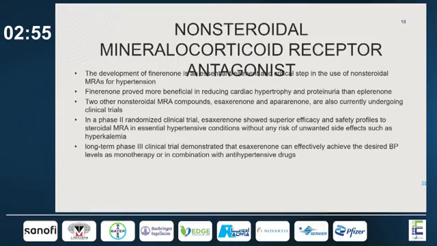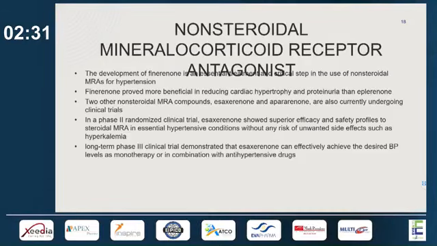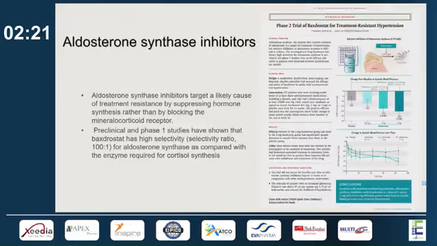Non-steroidal mineralocorticoid receptor antagonists. The development of finerenone, which was found to be more effective than eplerenone in reducing the cardiac hypertrophy and proteinuria. These non-steroidal MRAs are under extensive clinical trials, now into phase 2 randomized clinical trials, and they seem to have fewer side effects of hyperkalemia as compared to the other MRAs that are present nowadays.